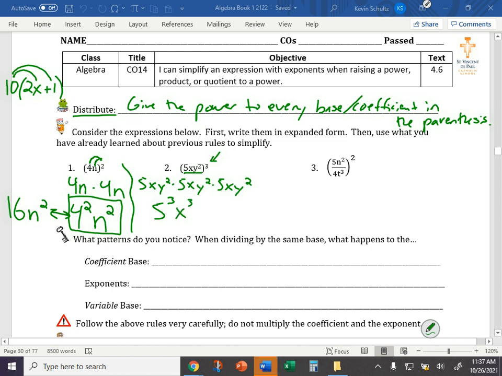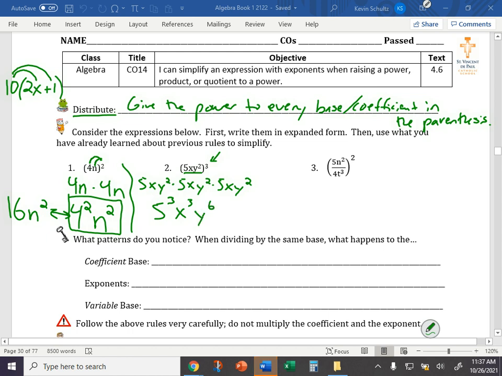How many y's do we have, all being multiplied together? I'll give you a hint. The answer this time is not 3. Lauren? 6, right? We've got a y squared here. That's 2 of them. Then 2 more. Then 2 more. Total, it's y to the 6th.